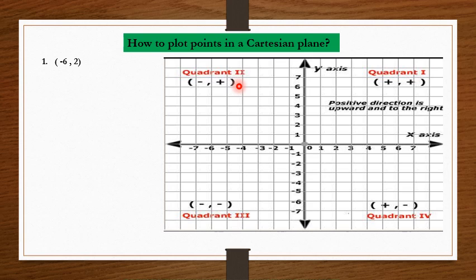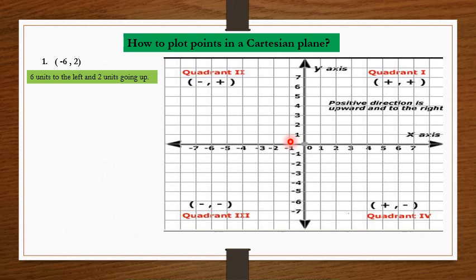Now we're going to determine how to plot the points. We have 6 units to the left and 2 units going up. What do you mean by that? So from the origin, we have to count 6 units to the left. When you say left, that is for negative. When you say right, that is for positive. When you say up, that is for positive, for y. When you say down, that is for negative, for y.